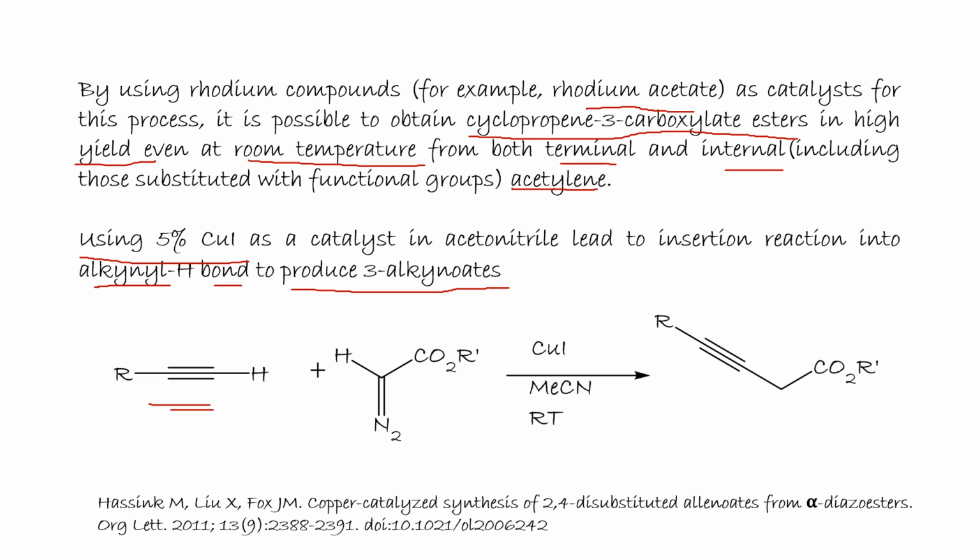So we have a terminal alkyne with alkyl diazoacetate. The catalyst copper iodide in acetonitrile at room temperature provides 3-alkynoates. If you'd like to read more on that, go to Organic Letters, 2011, volume 13, page 2388.